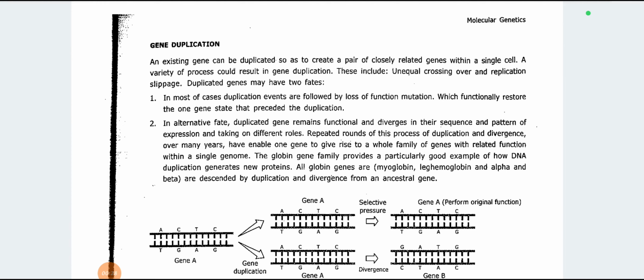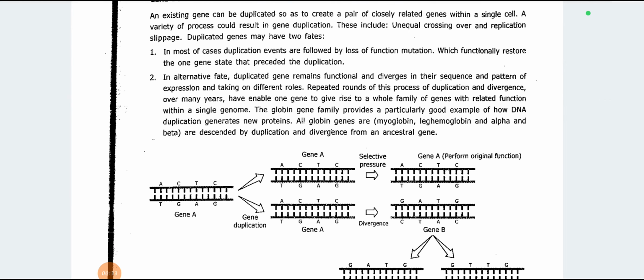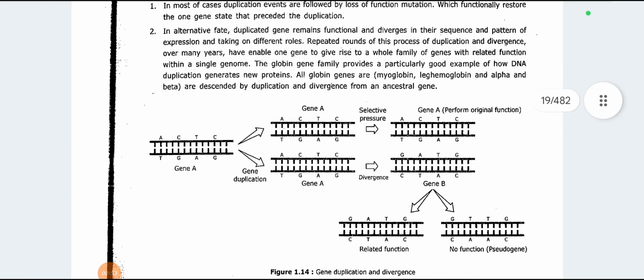Okay, and duplicated genes may have two fates. So what are the two fates? In most cases, duplication events are followed by loss of function mutation, which functionally restores the one gene state that preceded the duplication. So duplication will eliminate the loss of function, and it will help in retaining the function which was already there. In the alternative fate, the duplicated gene remains functional and diverges in its sequence and pattern of expression, taking on different roles. So in the second case, roles are changed.